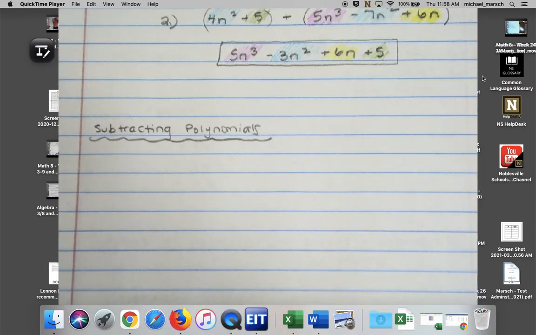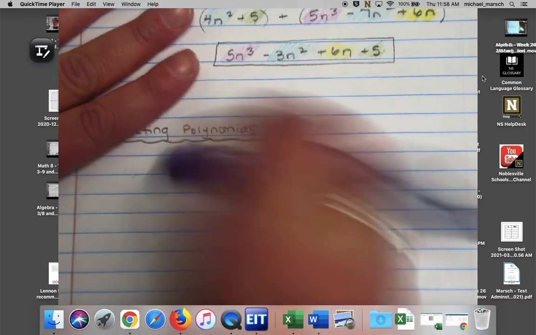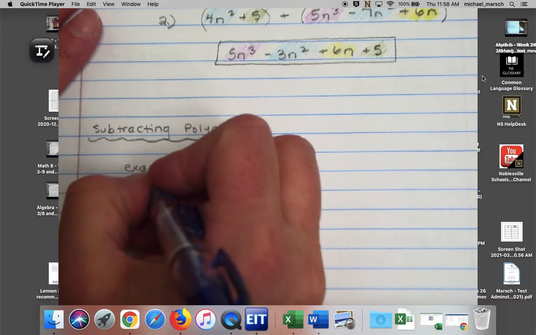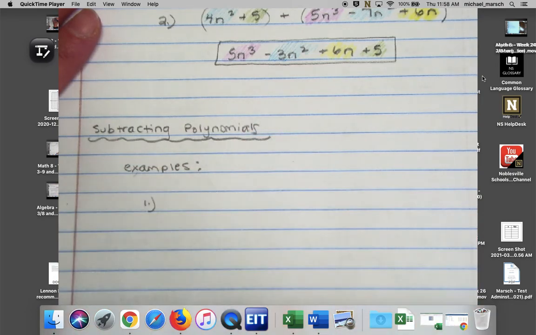So subtracting polynomials, it's really not that bad. There's just one extra step. That's it. So let's do our examples. Let me write the word examples. Got to stay true to our format here.